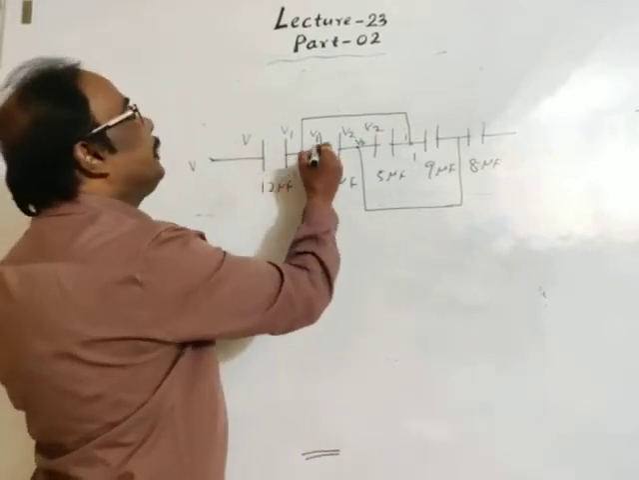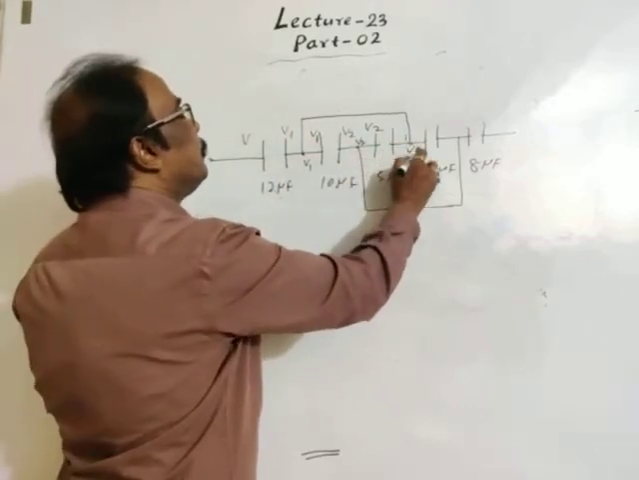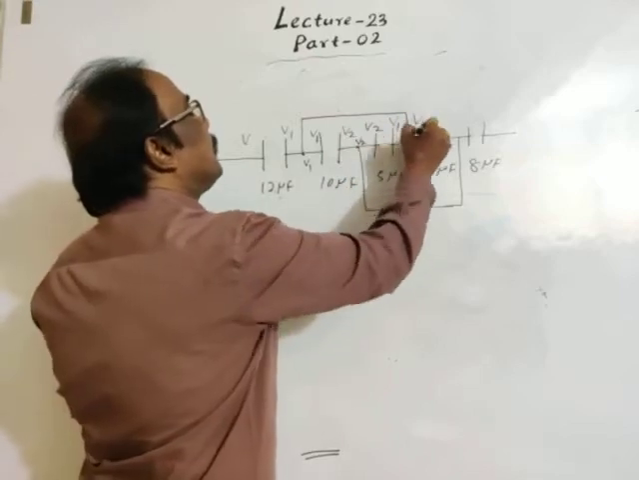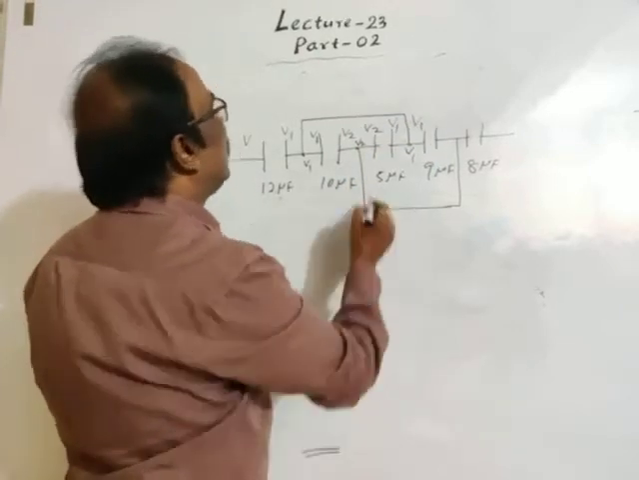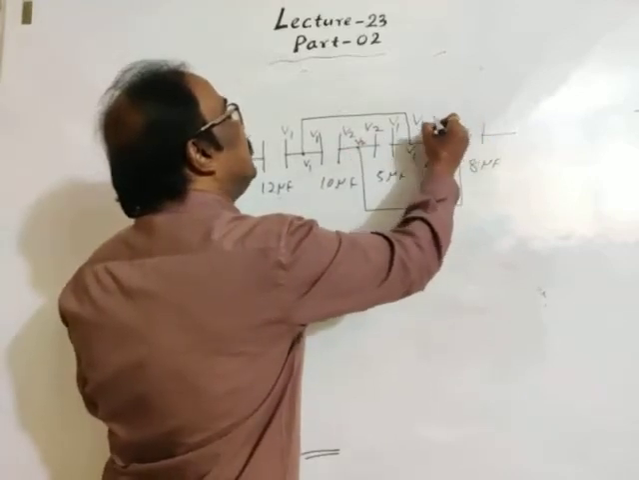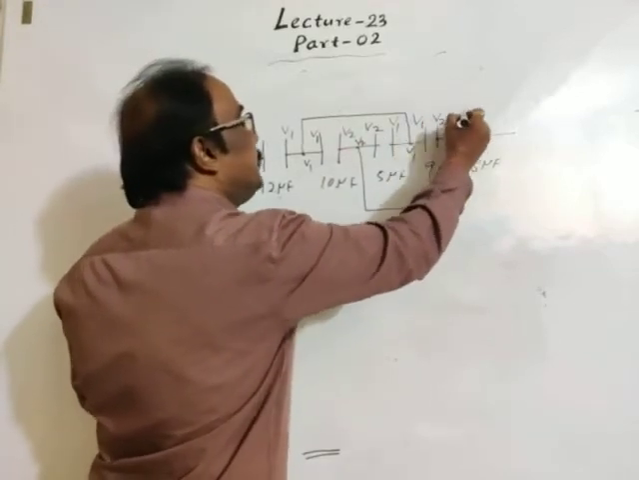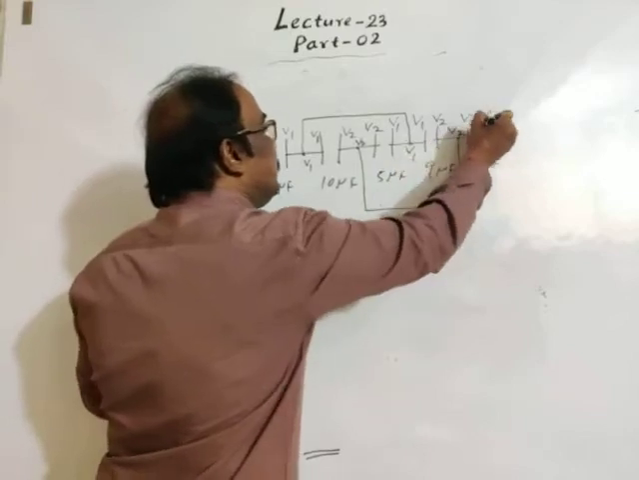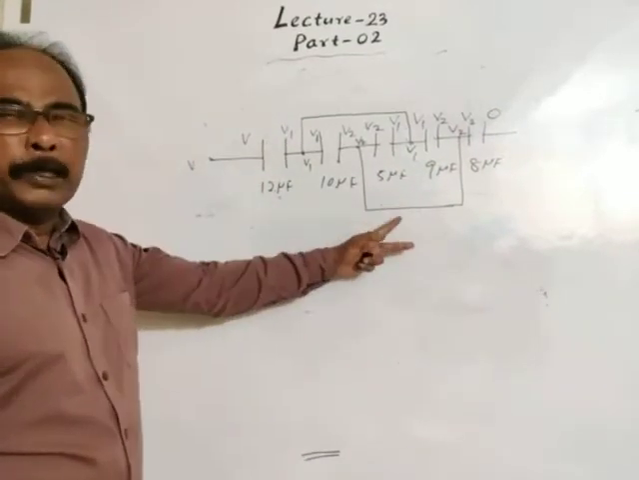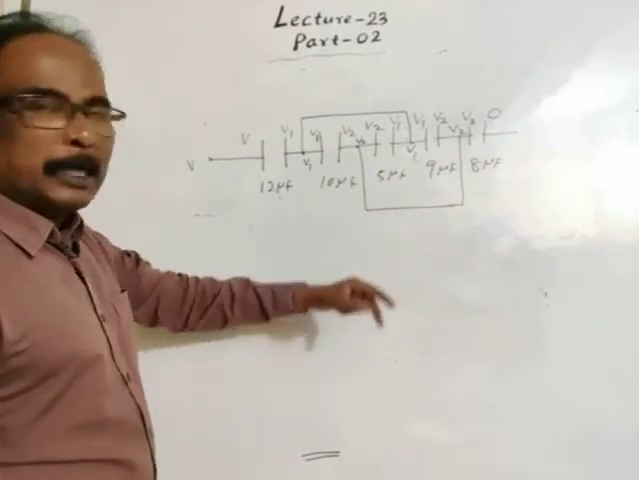Then this point is connected to this point, so these two are at the same potential. Potential of this plate is V1, and of this plate is V1. This point is at V2, so this potential is V2. So the potential of this plate is V2, and of this plate is V2, and the final plate is at 0. Just apply the same principle.